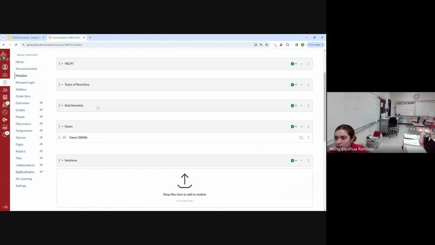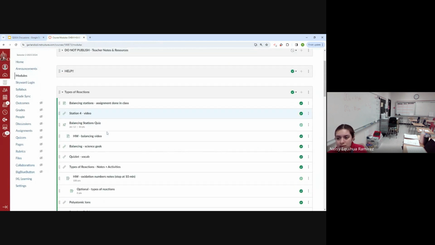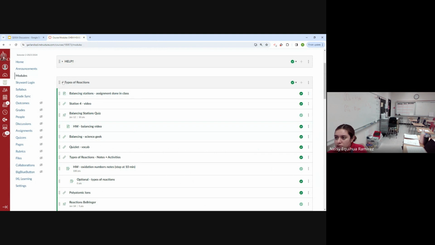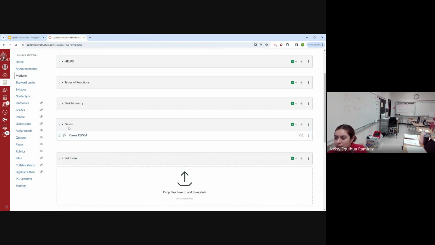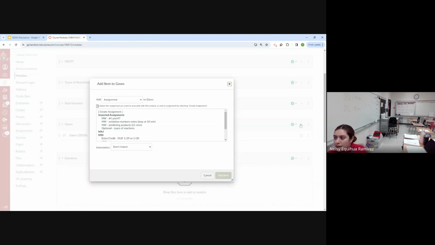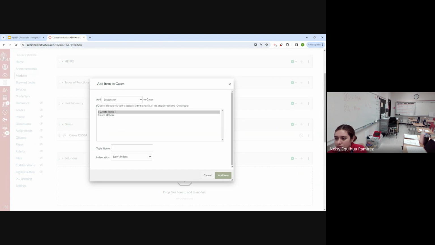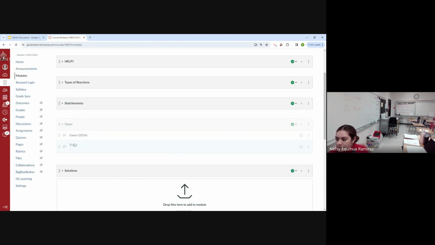So I have my units here. Instead of having them by week, I renamed them by types of reactions and so on. My stoichiometry unit, we just finished this one. Here's my new one, gases. So we're going to go to the little plus sign here. Instead of clicking add assignment, you're going to do add discussion. So you click on it. You create your topic, which is basically the title. In mine, I did gases QSSA. You can put trial 1, whatever you want it to be. You add your item, and when you click on it, you're able to edit it.